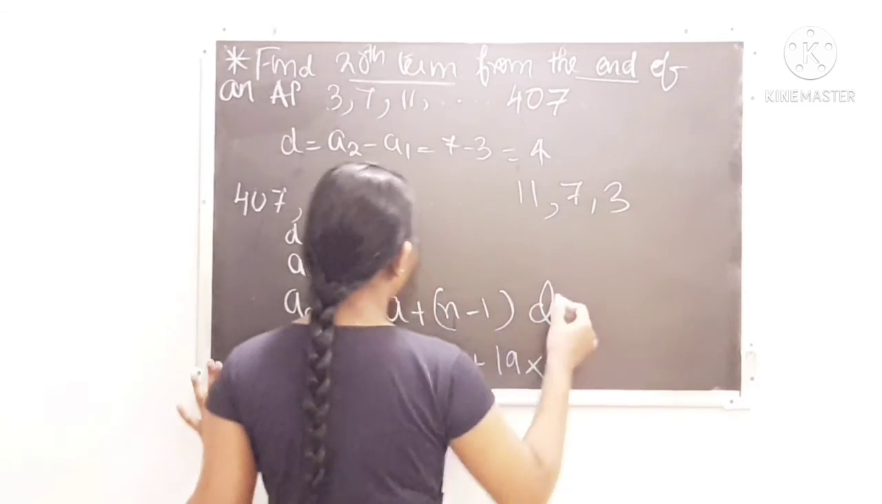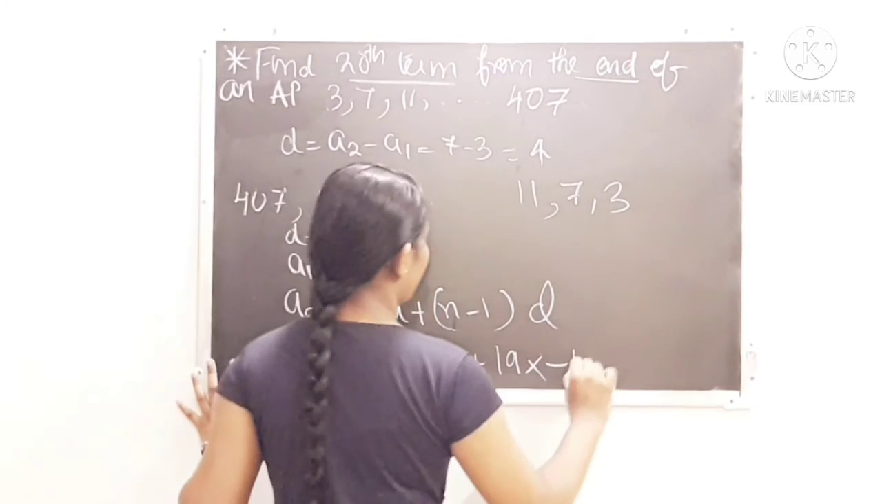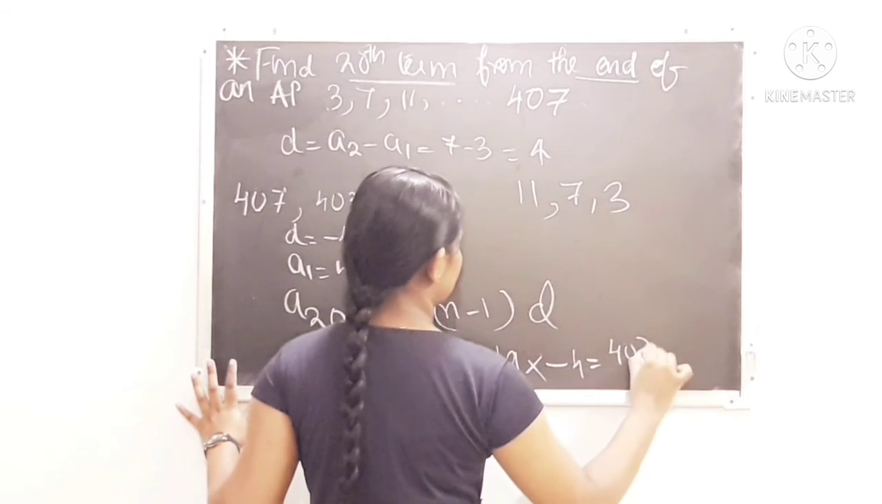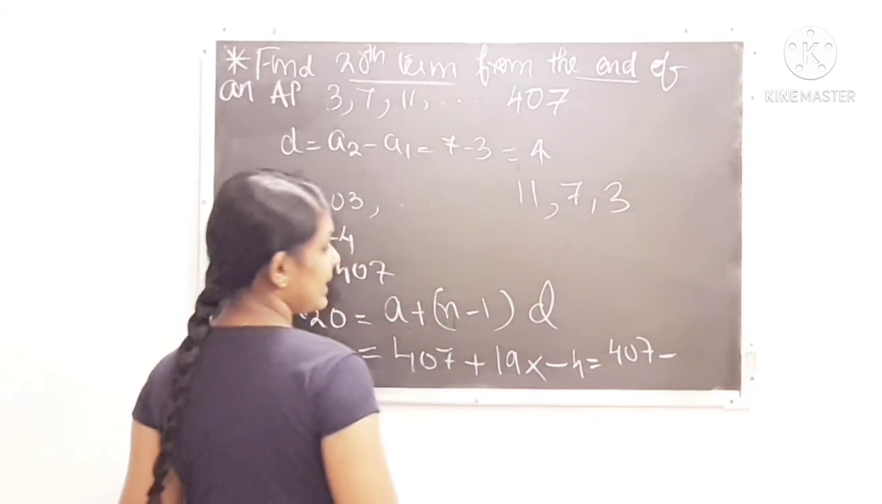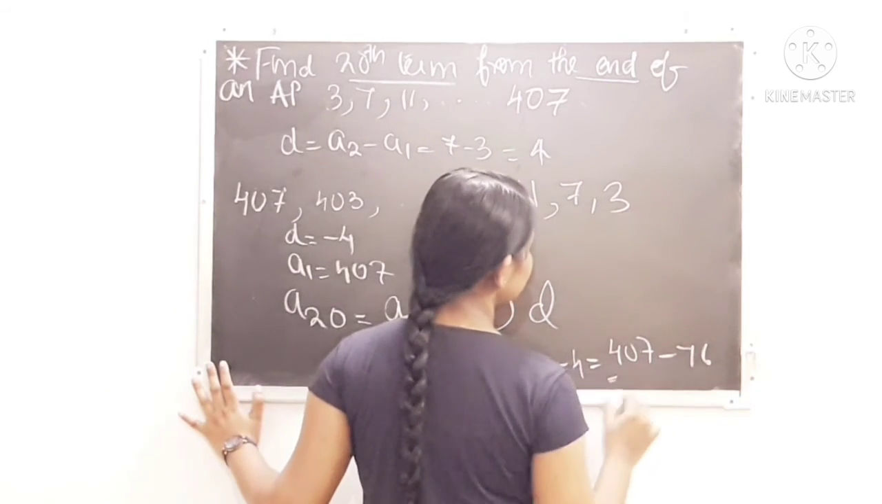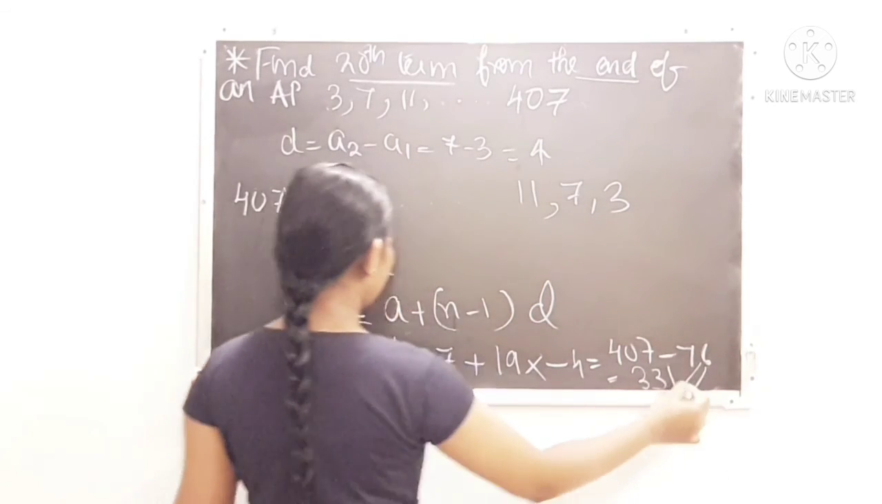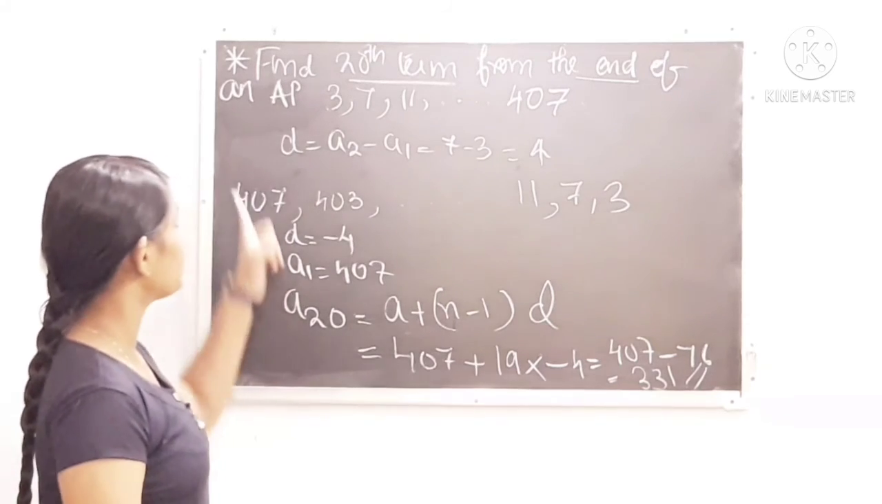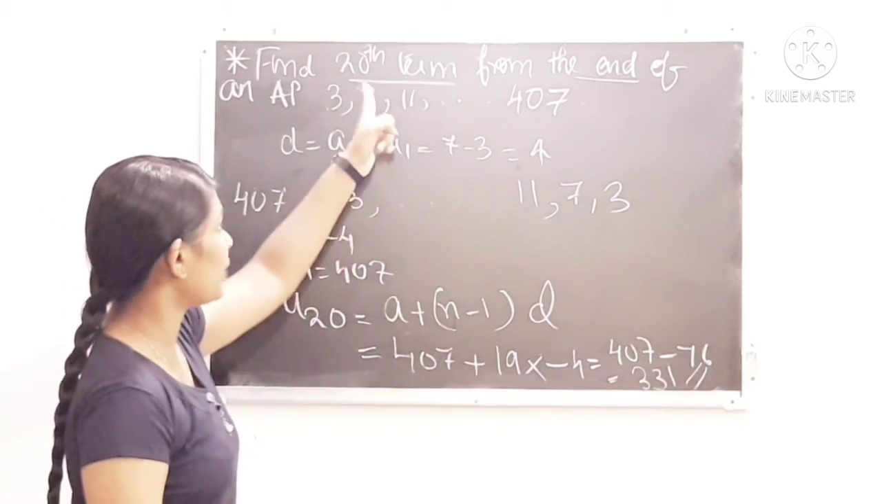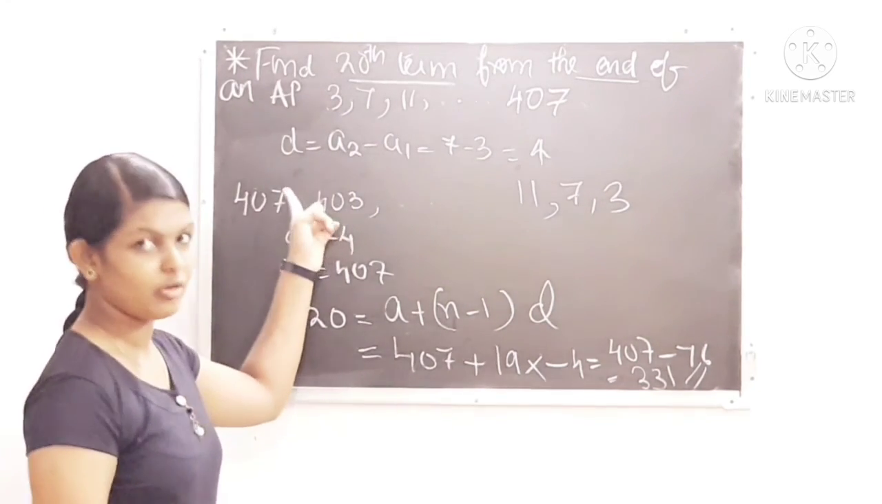So 19 into d. What is d here? It is minus 4. And which is equal to 407 minus, what is that? It is 76. And which is equal to 331. Okay. So 331 will be the 20th term from the end of this AP, or the 20th term from the beginning of this AP. Okay.